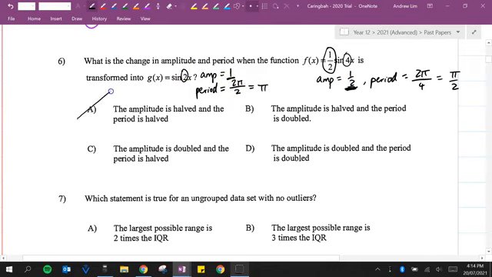So the amplitude is doubled. So we can get rid of A and B. And from pi on 2, it becomes pi. So the period is also doubled. So the answer is D.